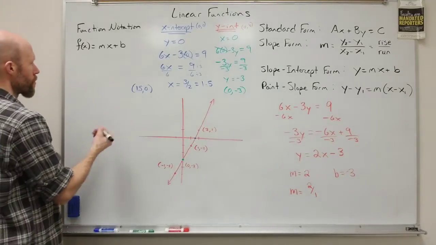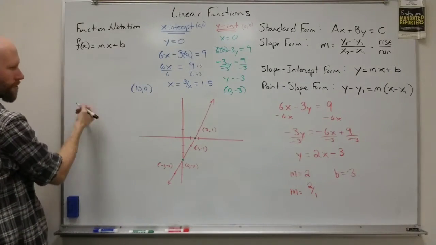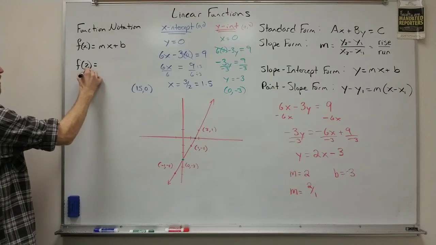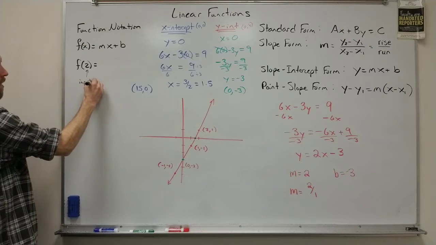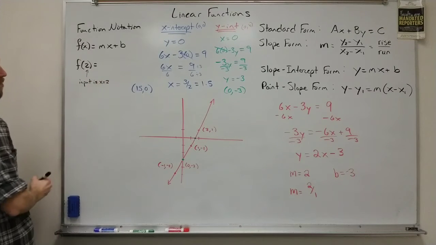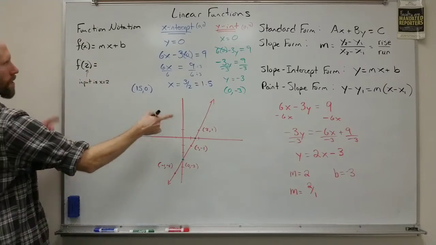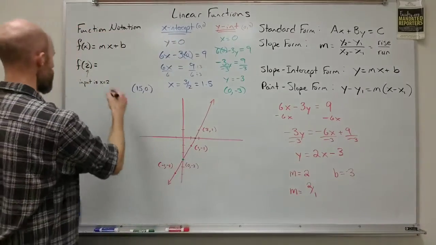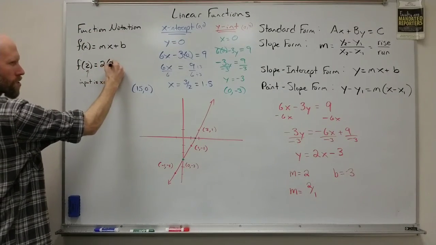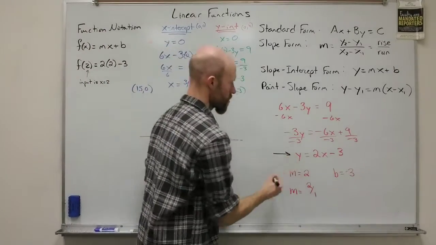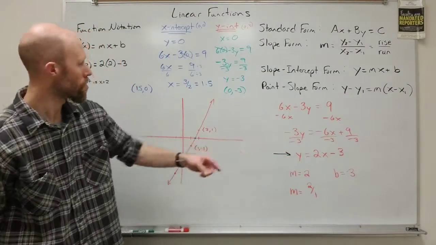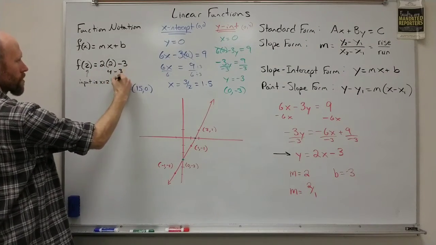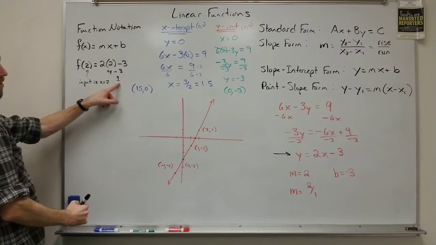And so, for instance, if I wanted to find maybe f of 2, that implies your input is an x value of 2. So now I'm going to use this equation. So it's 2 times 2 minus 3. So I'm going back to this and putting it into function notation. So 2 times 2, the x is 2, minus 3, which is 4 minus 3, which gives me 1. And so my output is 1.